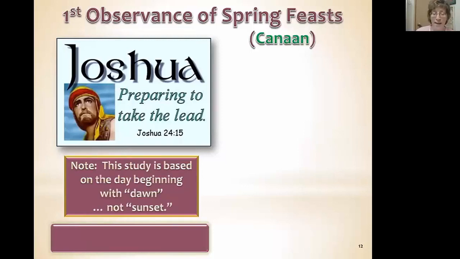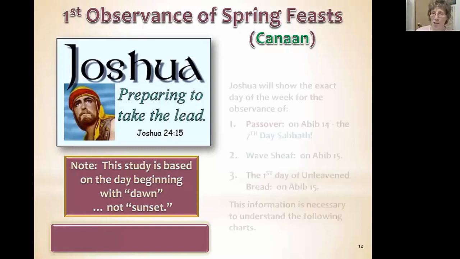And like I said, the study is based on the day beginning with dawn, not sunset and not sunrise, and that's how this study was found. But there are so many gems in it.